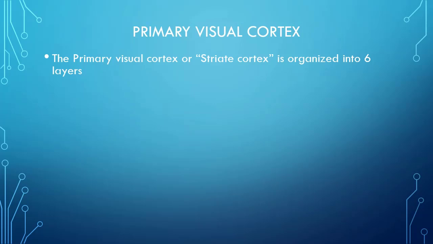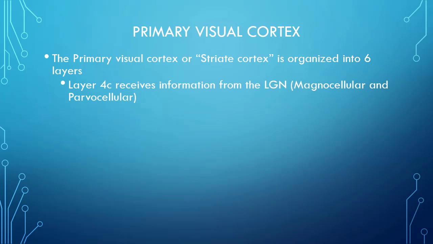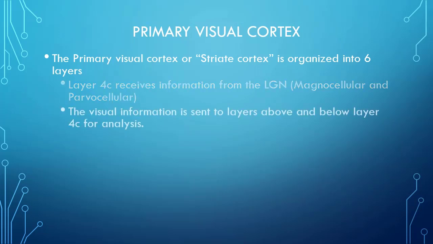When our information coming in from the LGN hits the primary visual cortex or the striate cortex, there are 6 layers, but the primary input comes into layer 4 from the LGN. Layer 4 is mainly getting from magnocellular and parvocellular, but just for the sake of simplicity here, layer 4 is where the major input comes in. And we're going to talk about all kinds of specific processing that happens. That's kind of the focus of part 2 of the visual system lecture. But for the sake of simplicity, again, the visual information is sent to layers above and below for analysis.